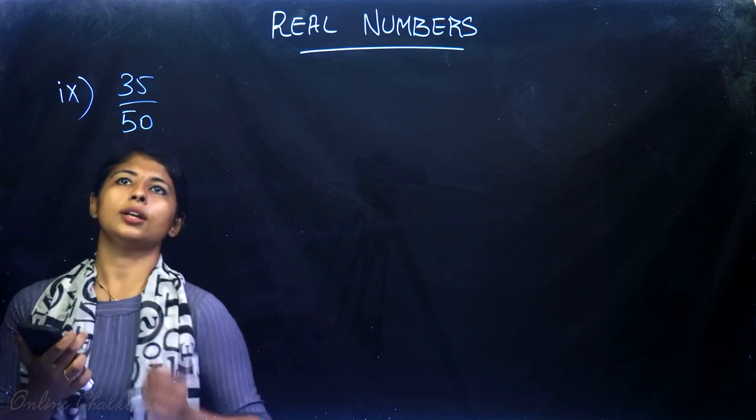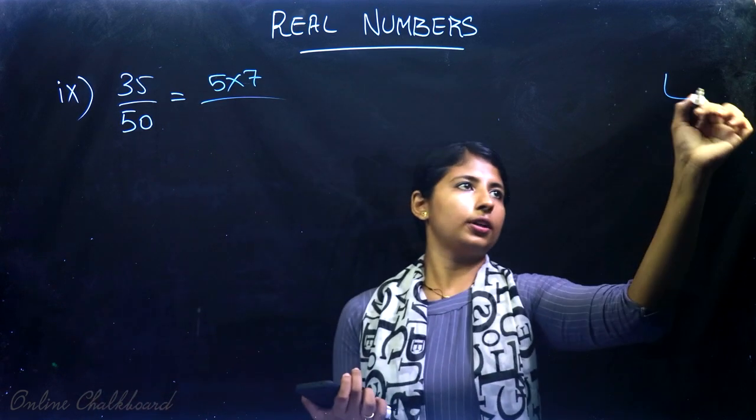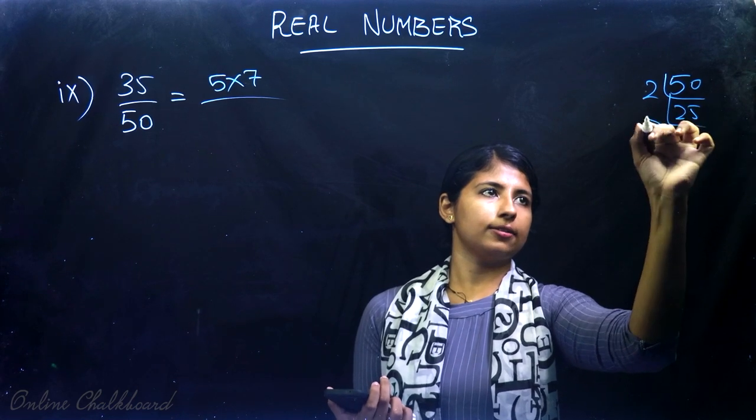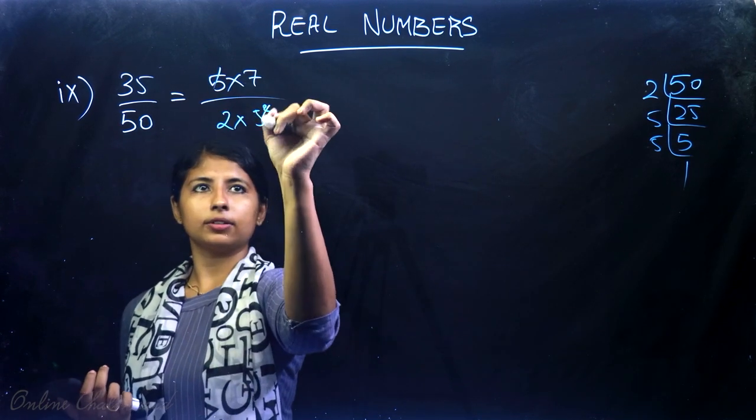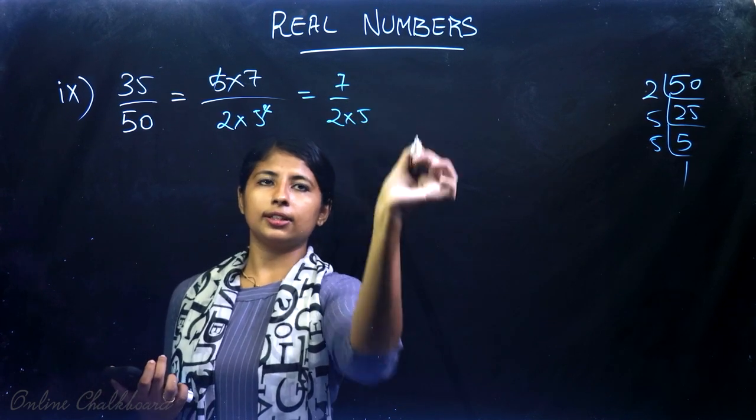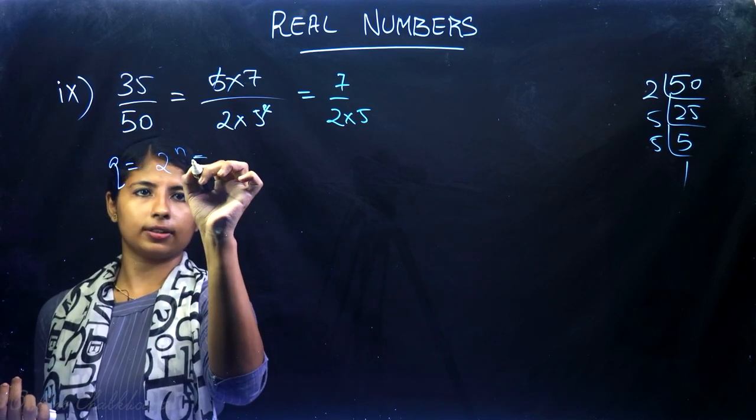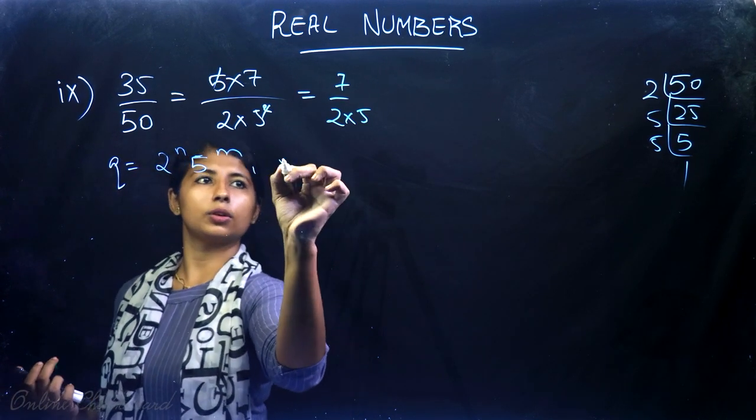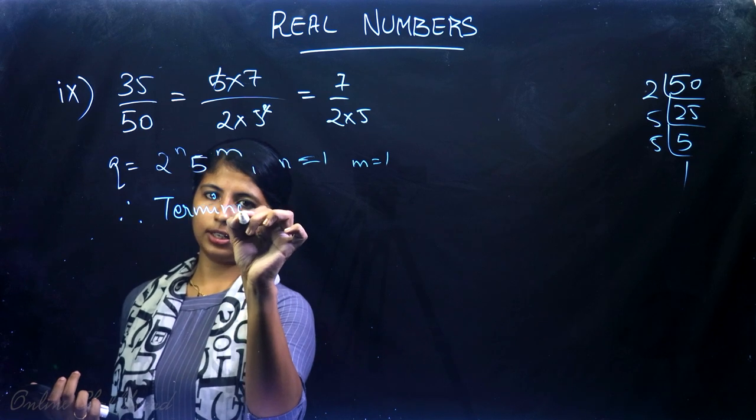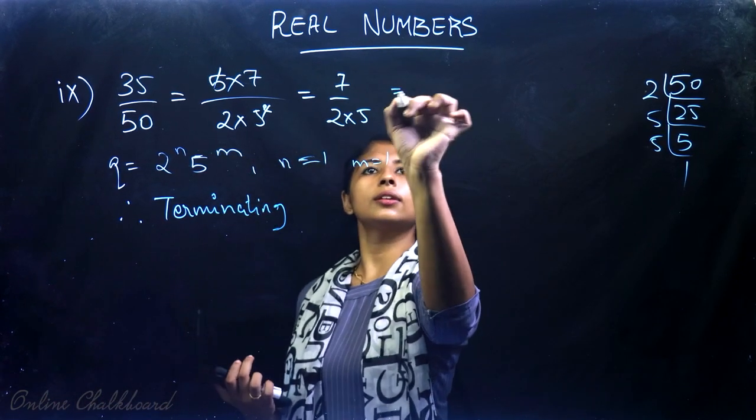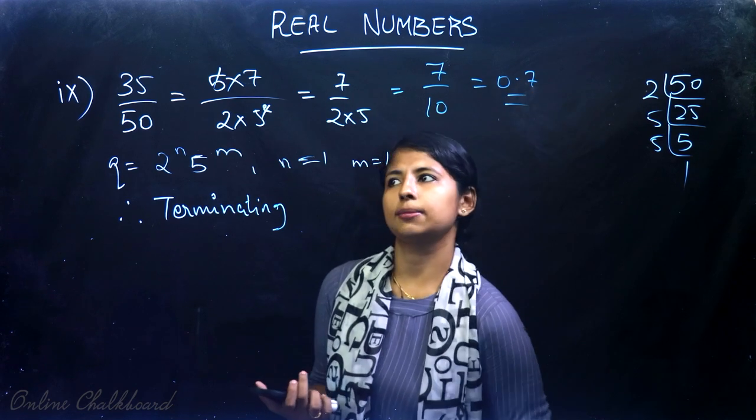35 by 50. Let's check the decimal expansion. Numerator is 5 into 7 and denominator is 50. 2's are 1, 5's are 2. 2 into 5 square. So that is, 5 and 5 square get cancelled. That is 7 by 2 into 5. Still the denominator is of the form 2 raised to n into 5 raised to m, where n is equal to 1 and also m is equal to 1. Therefore, it is terminating. So we'll have to calculate the decimal expansion now. Here you see both 2 and 5 have the same power. So I can write 7 by 10, that is equal to 0.7 is the decimal expansion.